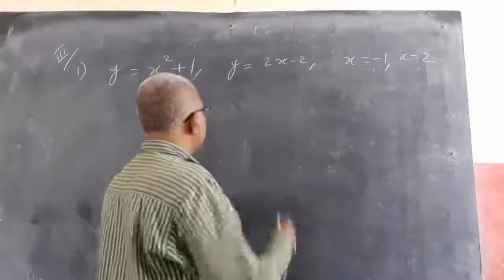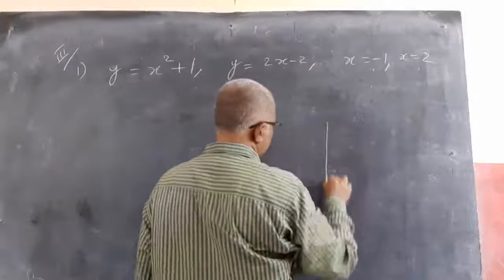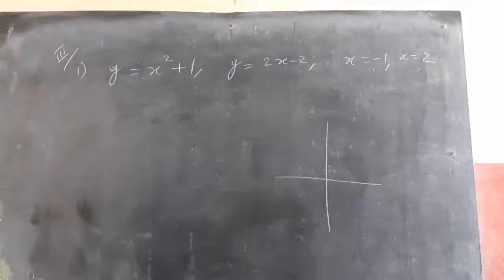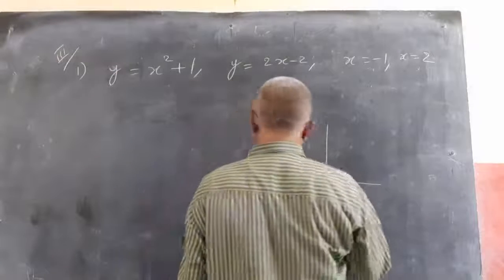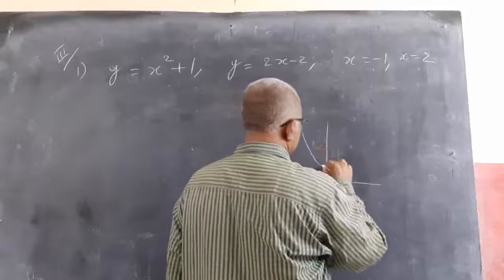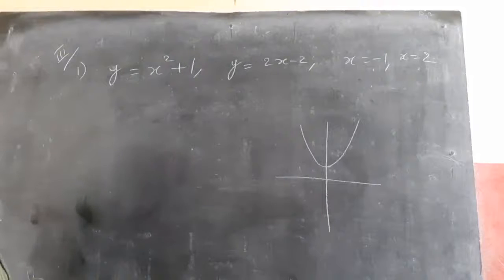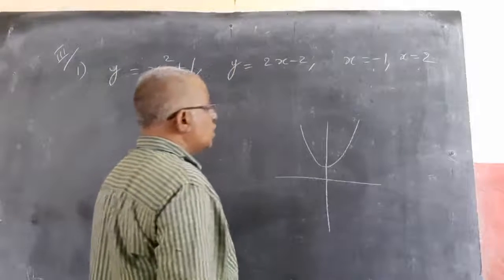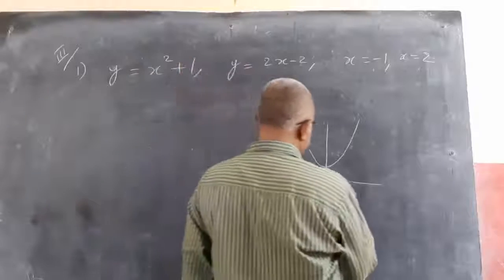How will be the two curves? y equal to x square plus 1 is a parabola. Like this is the y equal to x square plus 1 parabola, and 2x minus 2 is a line like this.